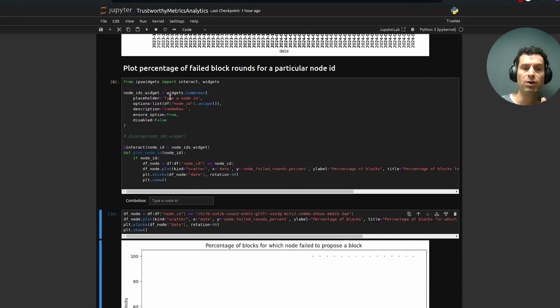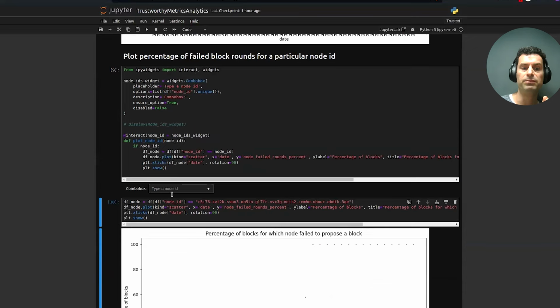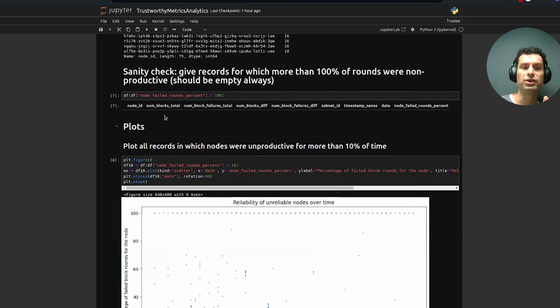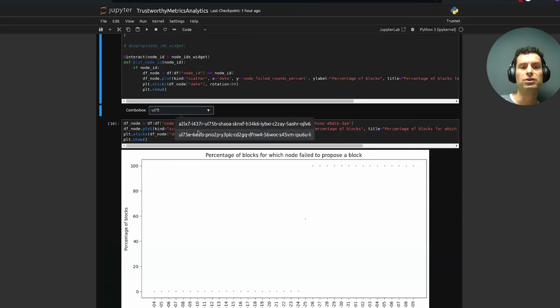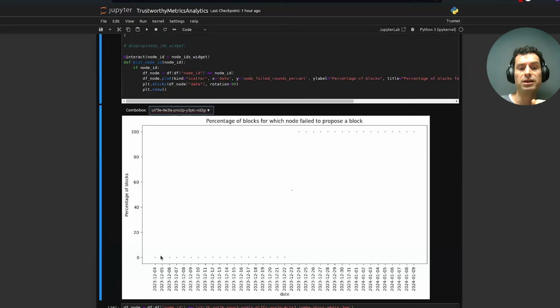Here's an additional example where we take some IPy widgets, which allow some interaction with the user. For instance, we have the UL75E node here. Let's see what UL75E node has over time. We can see that this node was 100% reliable up to December 24th, and then it goes completely offline. It completely fails to operate. If you go back to the NNS proposals, you can see that on December 24th, there was a HostOS upgrade proposal, and that is very likely what failed this node.